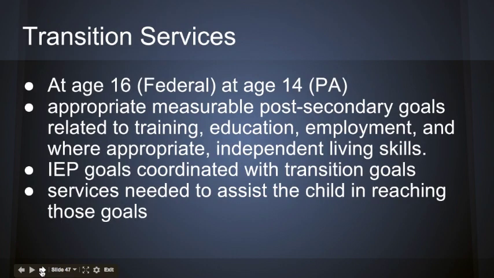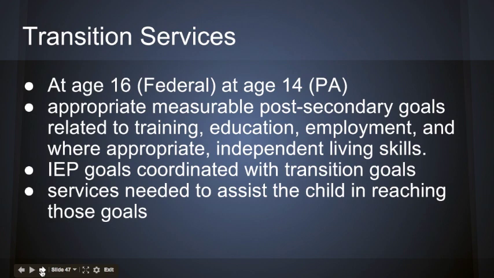During transition services, so at age 16 federally, but at age 14 in PA, there may be appropriate measurable post-secondary goals related to training, education, and employment where appropriate, IEP goals that coordinate with the transition goals, and services needed to assist the child in reaching these goals. Assistive technology can easily be embedded in any of these situations.